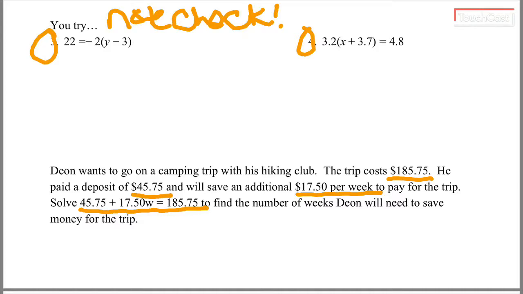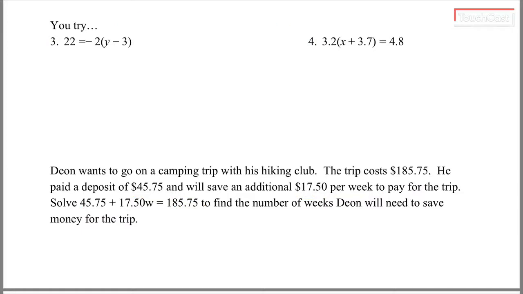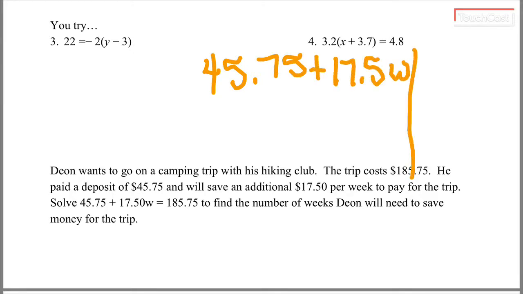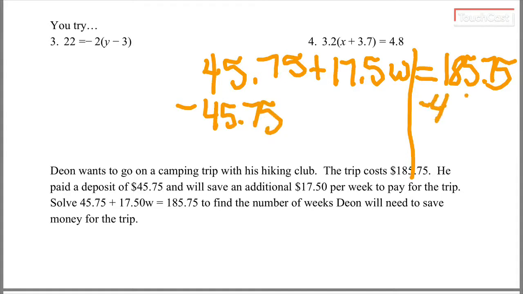So to solve that, okay, let me get a little more space here, and I'll make room for this. Let me just clear this. Okay, so I'm going to write it up here so I have some more space. I'm going to scroll up. 45.75 plus 17.50W equals 185.75. Okay, so the first thing you want to do is subtract the 45.75 from both sides.